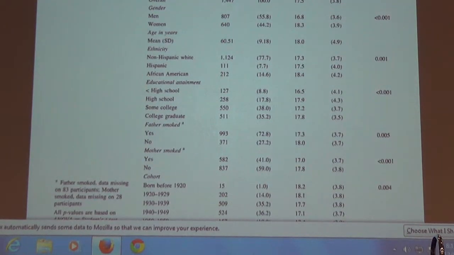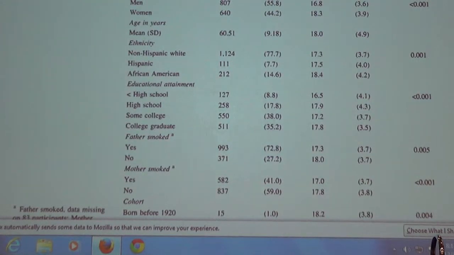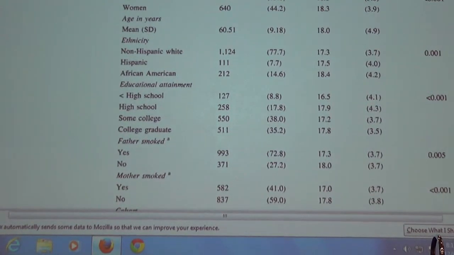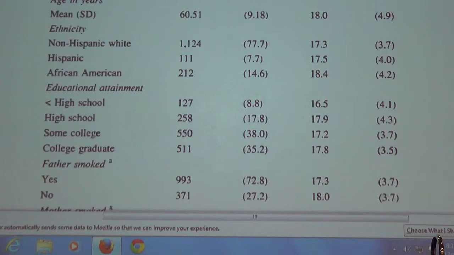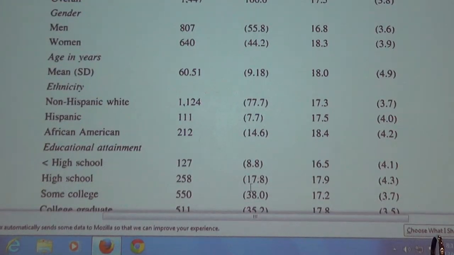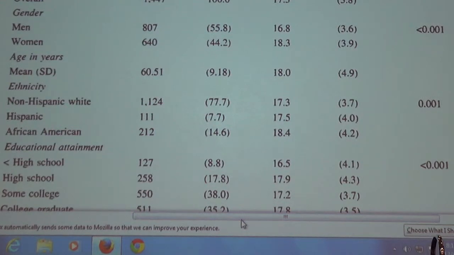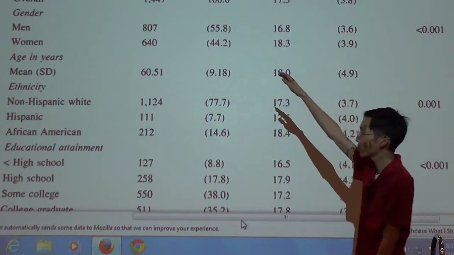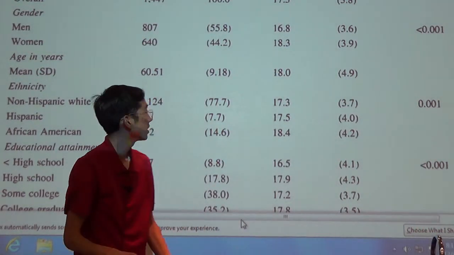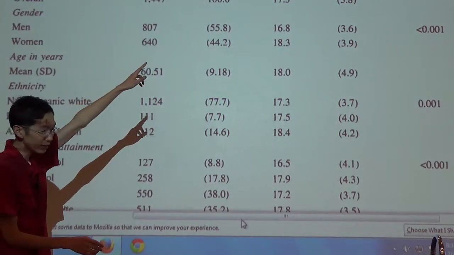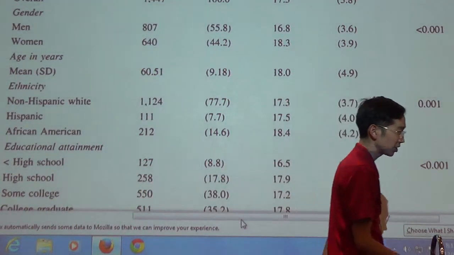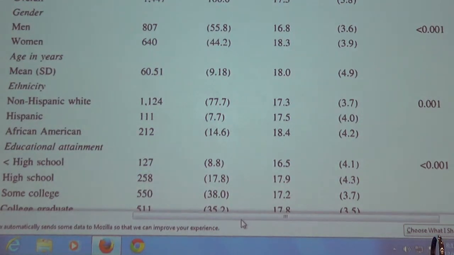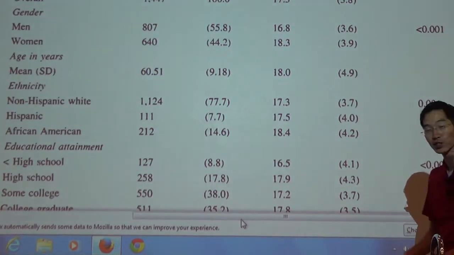Can you guys read that? Too small? Okay, so we looked at a total of 1,447 people, and when we asked them the question, when did you start smoking, the average age of all 1,400-something people was 17 and a half years, with a standard deviation of 3.8 years.